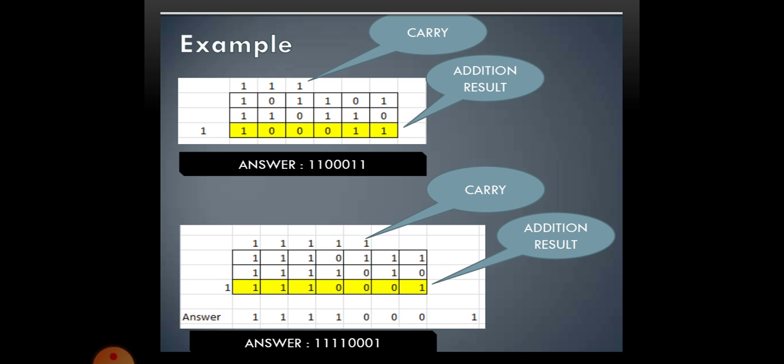It's just like a normal addition. Then again 1 plus 0 plus 1, you will get 10. Again 1 will be the carry. Here 3 ones are there. So 1 will be in the result and 1 will be the carry. So what will be the resultant? You have to take the entire thing: 1100011.